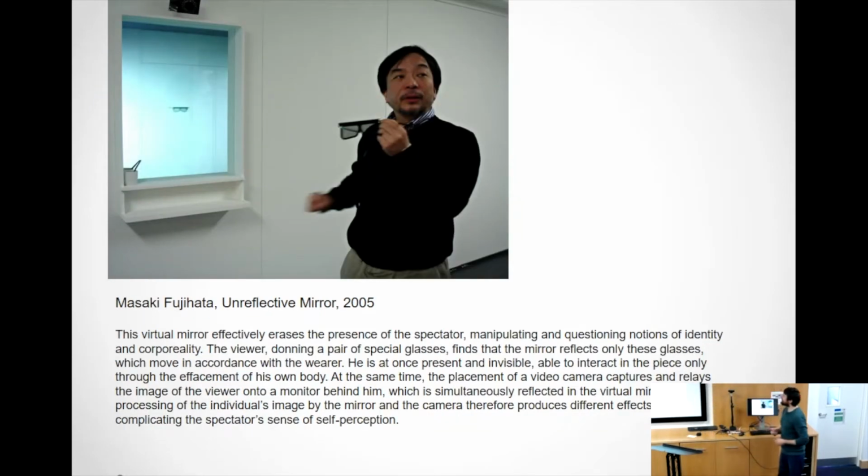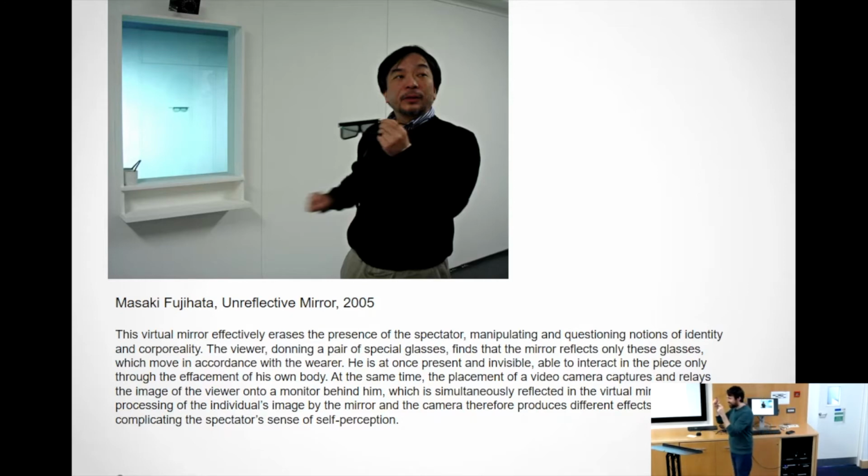So, very different work here by Masaki Fujihata, who's a renowned Japanese new media artist who we did an exhibition with back in 2005 at Corner House. This is a piece called Unreflected Mirror. That was a newly commissioned work that we made for the show. Essentially, it's a virtual mirror which effectively erases the presence of the spectator, manipulating and questioning notions of identity and corporeality. So the viewer puts on a pair of glasses.